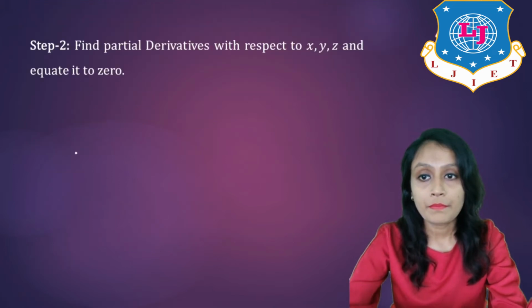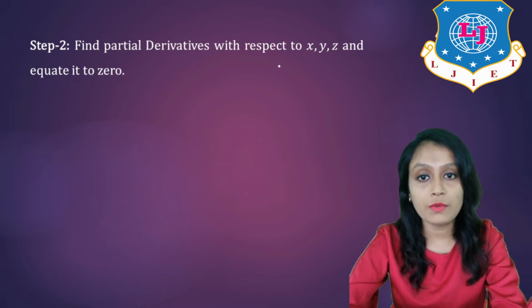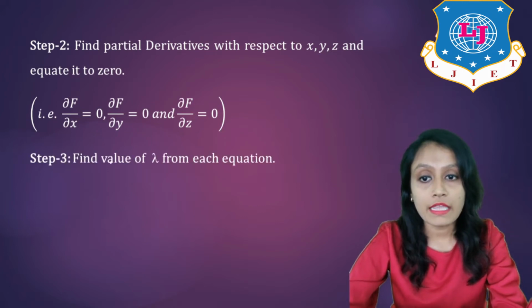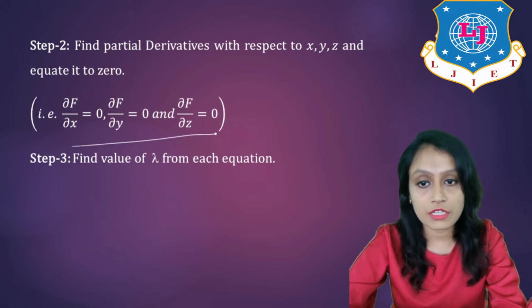Okay. Next, second step is find partial derivative with respect to x, y and z and equate it to 0. So on equating you will get del F by del x equal to 0, del F by del y equal to 0 and del F by del z is equal to 0. Next we have to find the value of lambda from these three equations.